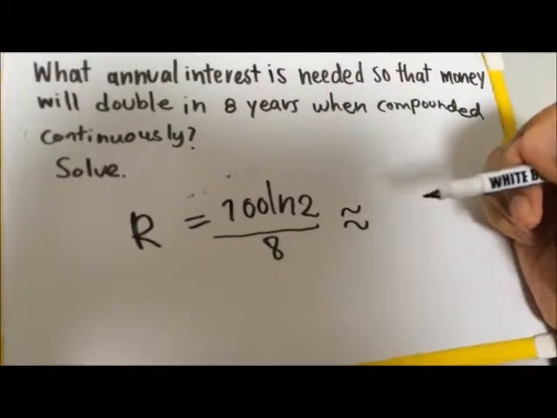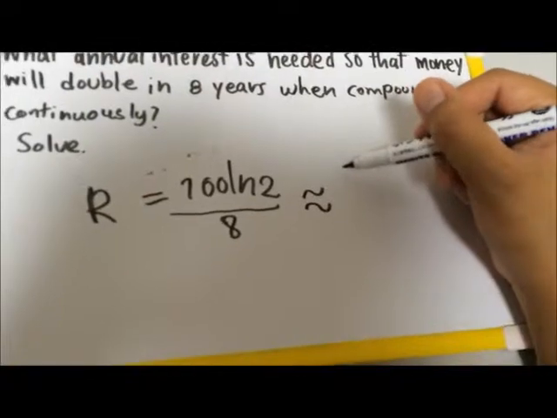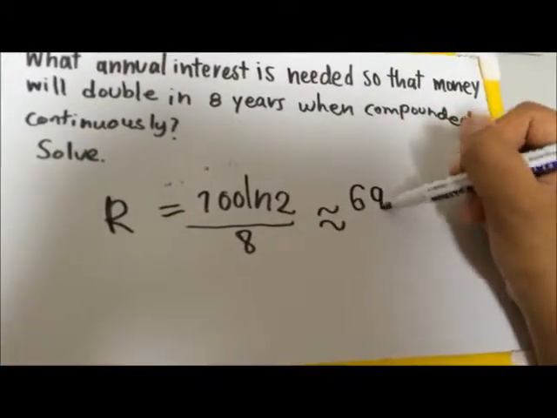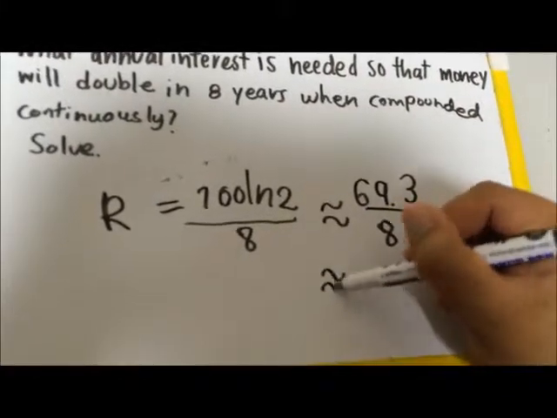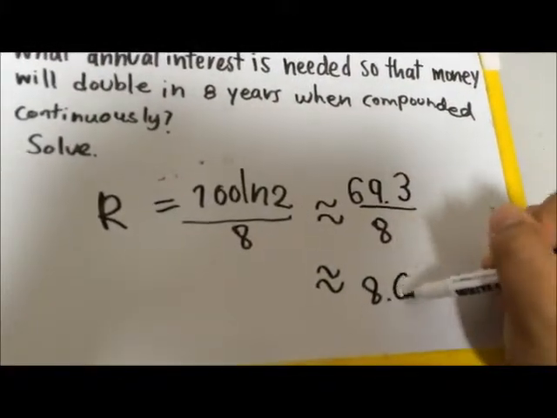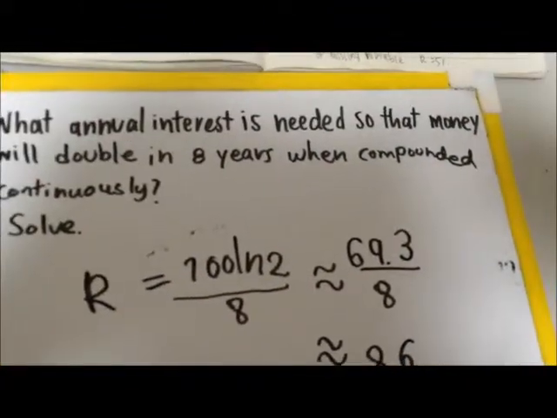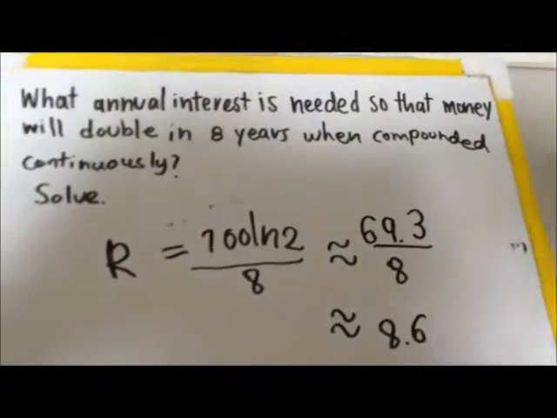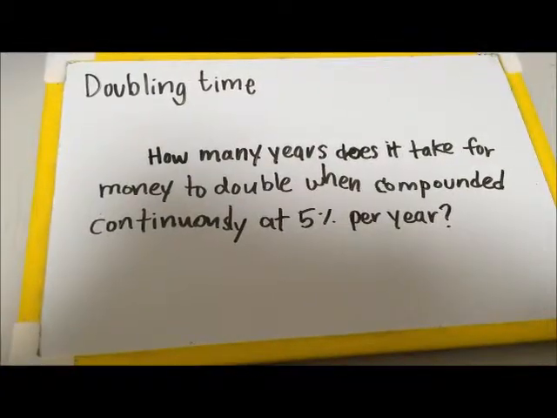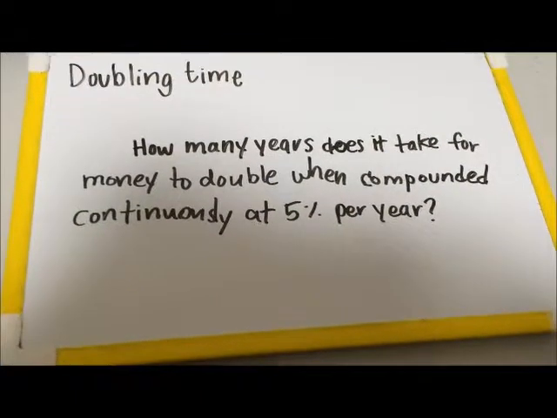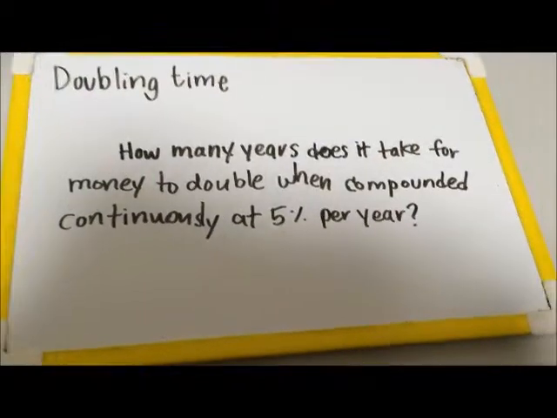Use the calculator to calculate this problem, and the result is 69.3 divided by 8, which is about 8.6. So about 8.6% annual interest will make money double in 8 years. Let's move to doubling time. Doubling time means how long it would take at a given interest rate for a sum to double.